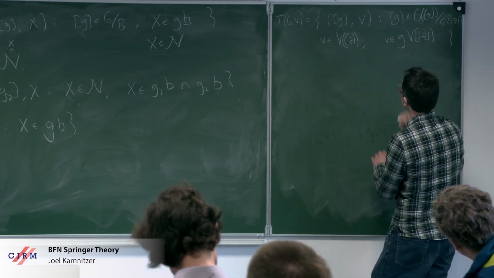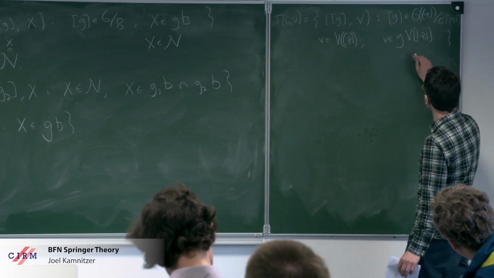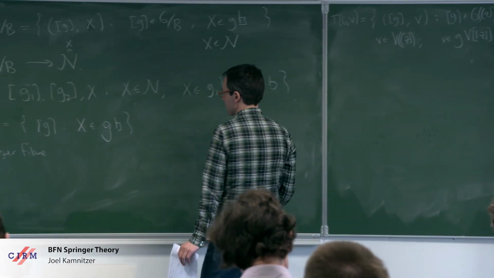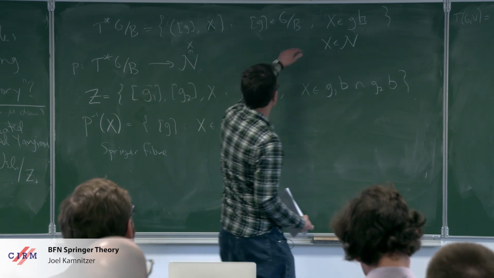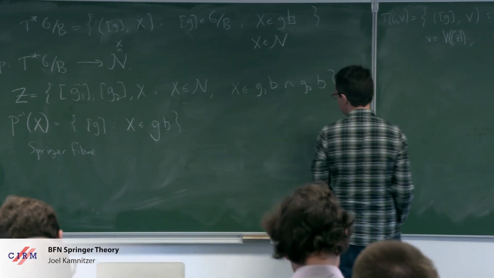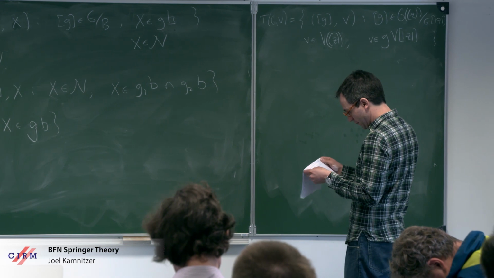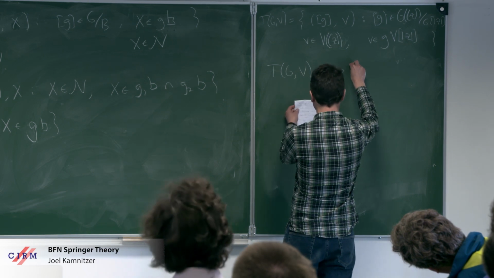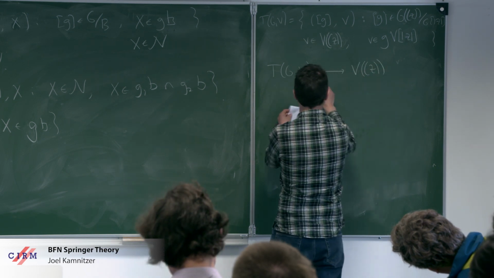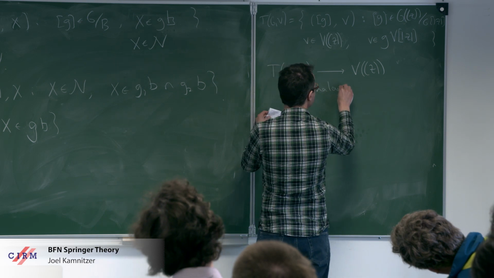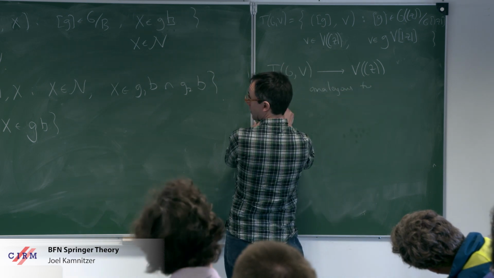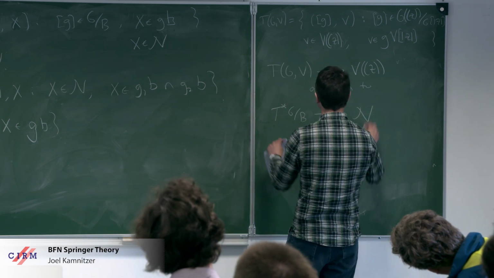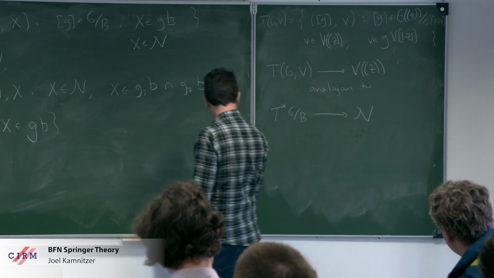So compared with RGV, I didn't impose that V lies in V over power series, just that V lies in V over the Laurent series, just like here I don't impose that X lies in the standard Borel. And so with this definition of TGV, this TGV mapping to V of Laurent series is analogous to T star G mod B mapping to N. And you might ask, what about RGV?